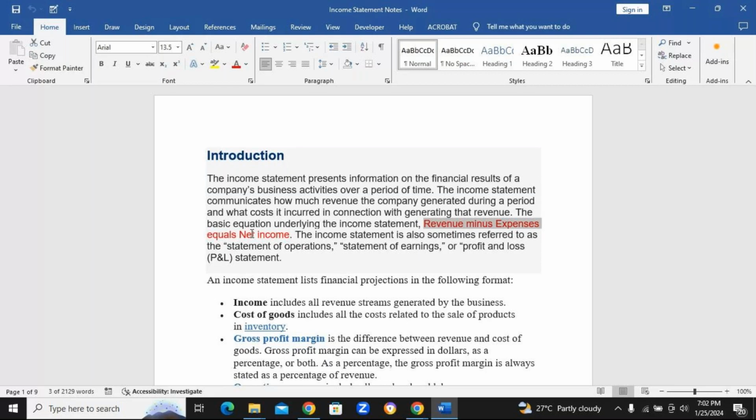Direct expenses, or operating expenses, are expenses directly related to the product sold or service rendered. For example, wages, factory rent, cost of raw materials, fuel, carriage inward, all those things.